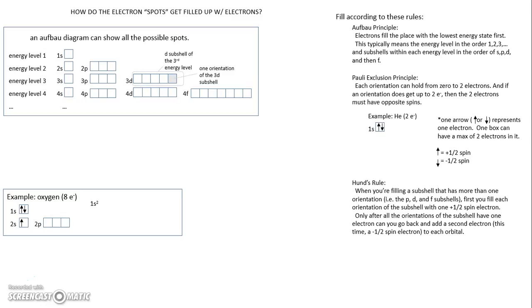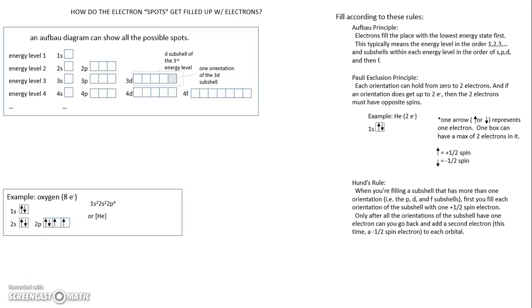Have an up electron and then a -1/2 spin electron, and then our electron configuration notation. And then with the 2p subshell, first we fill each orientation with 1 +1/2 spin electron. And then, only then, can we go back and double up with -1/2 spin electrons. It looks like we have gotten 8 electrons, so that makes this oxygen, which is what we wanted. And then we just write the electron configuration, finish it up, and there we go. 2p4. That means the p subshell of the second energy level has 4 electrons in it.